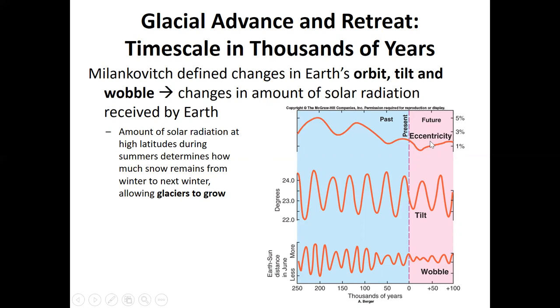The tilt is the angle at which Earth's rotational axis is relative to the plane of the solar system. You can see the tilt oscillates back and forth. This is the wobble. If you spin a top, the top kind of wobbles, right? It's also known as precession. Earth's rotational axis has a little bit of a wobble to it.